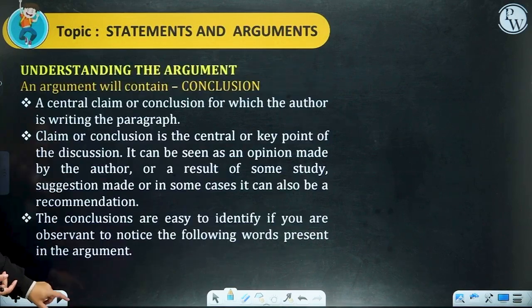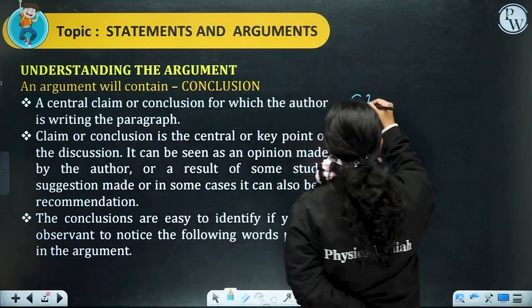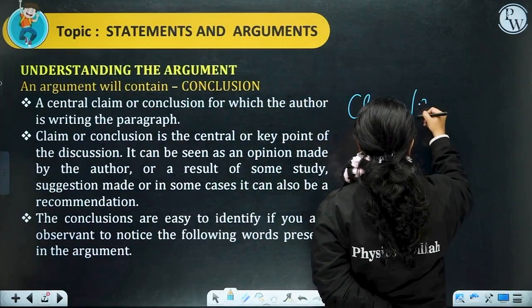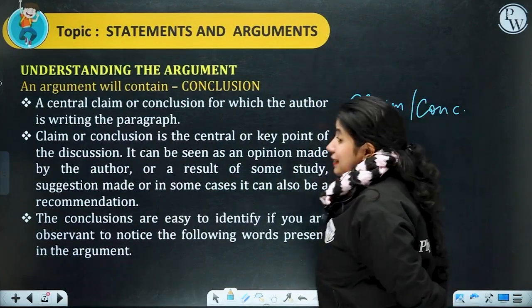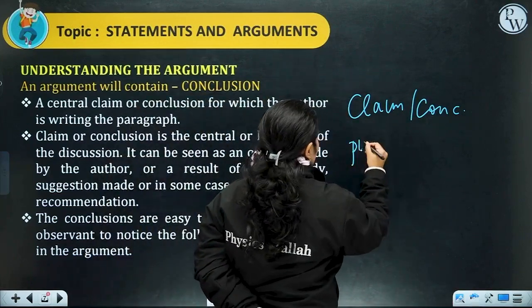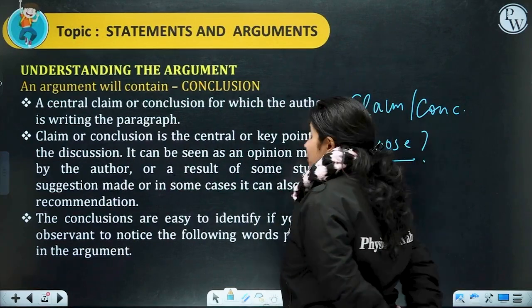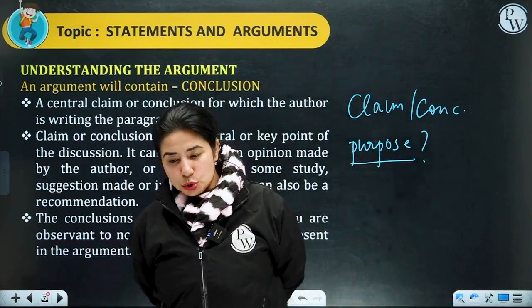Like I said, the third aspect will be the options. So the first thing that you need to understand is that the claim or conclusion is something which the author is trying to establish. That's the objective of writing. That's the purpose, right? तो क्यों लिखा जा रहा है passage को? That's what in technical terms we call claim or we call it conclusion, right?